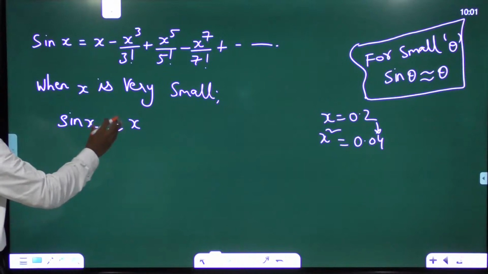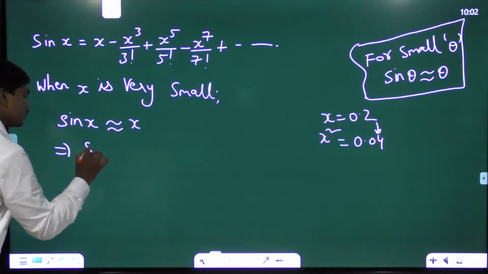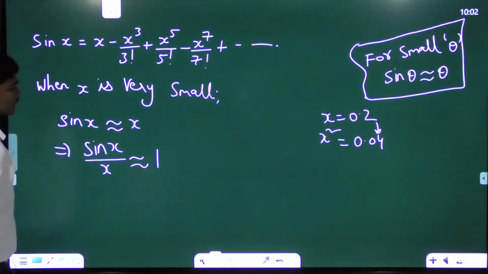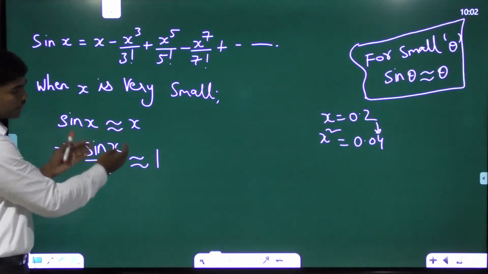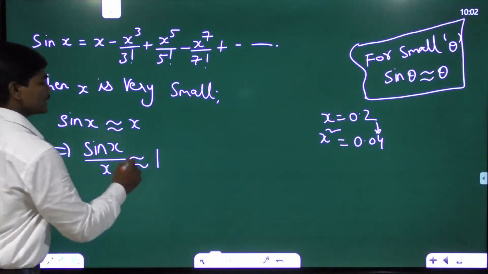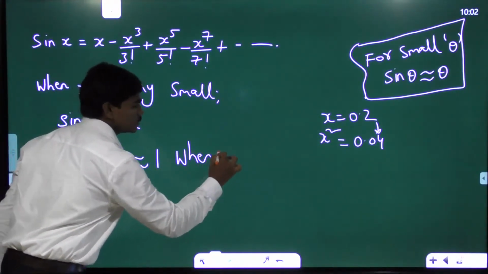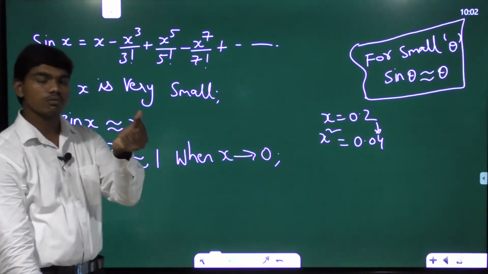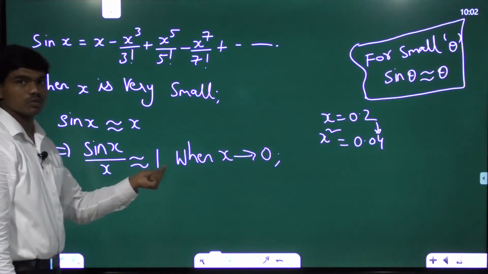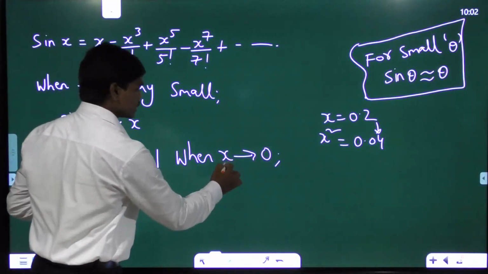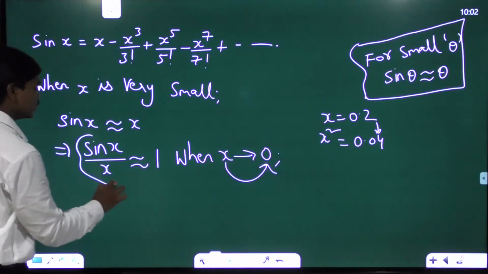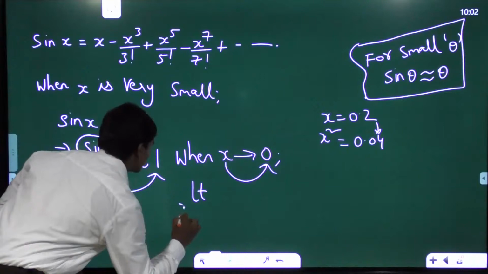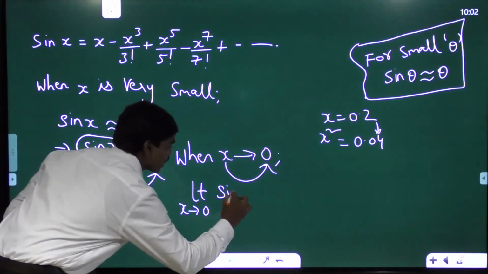If sin x is almost equal to x, then what is sin x by x almost equal to? 1, correct? Because the ratio of these two will be near 1, and this is happening when x is very small, which means basically when x tends to 0. So when x is tending to 0, sin x by x is tending to 1, and that's how mathematically we write limit x tends to 0, sin x by x is 1.